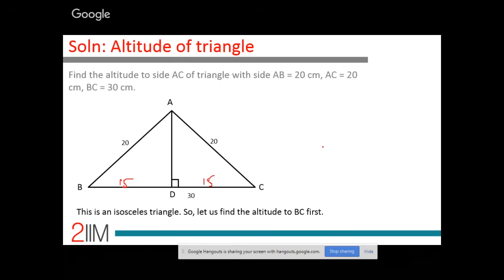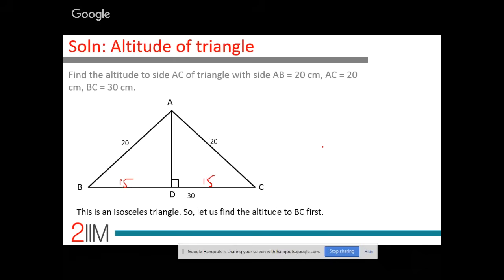So we found BD, we found DC. Now we can find AD. How do we find AD? Pythagoras theorem. In the right angle triangle, AD will be the square root of 20 square minus 15 square. We're finding AD not because that's what is being asked, but because it's easy to find. Then we'll worry about the perpendicular from B to AC. So let's assume we have found that. Now you know AD.